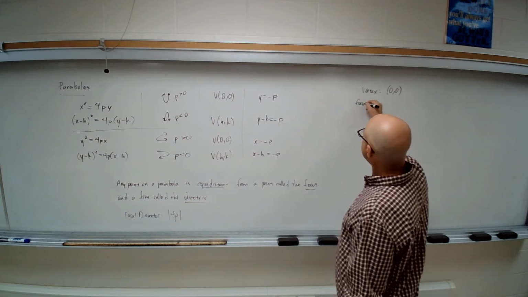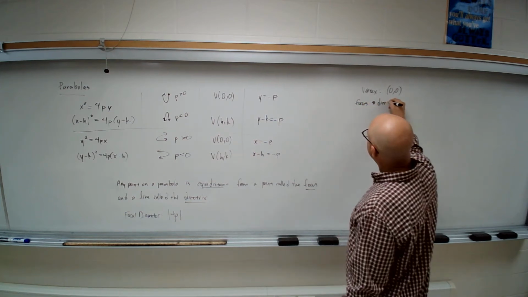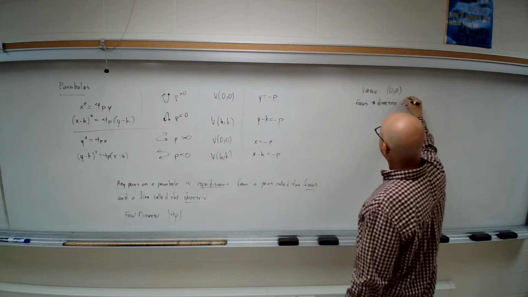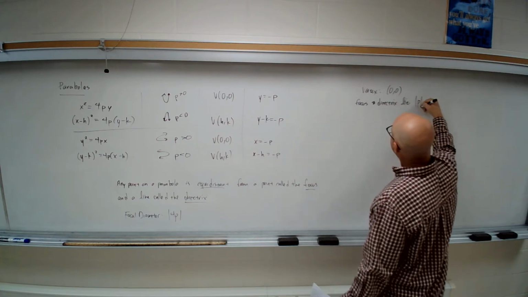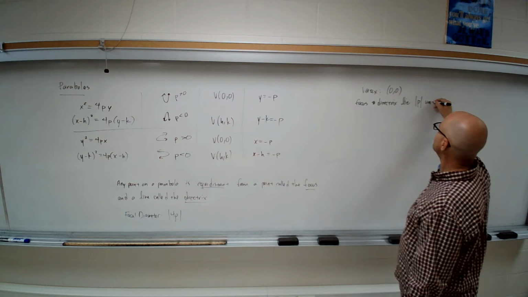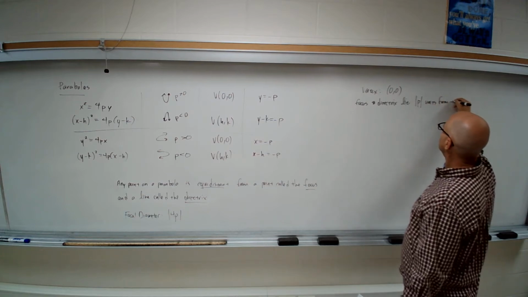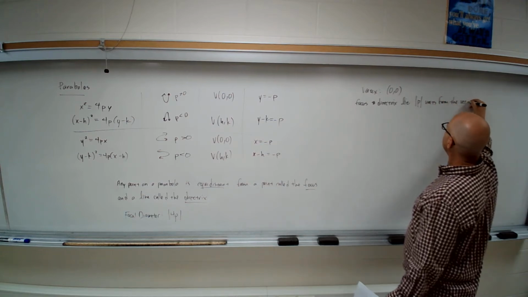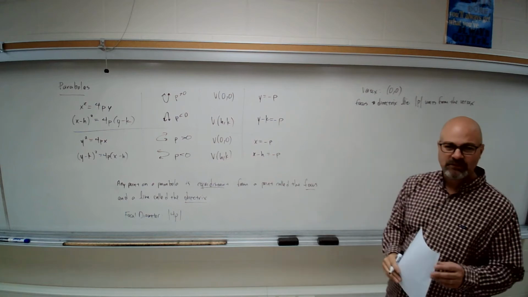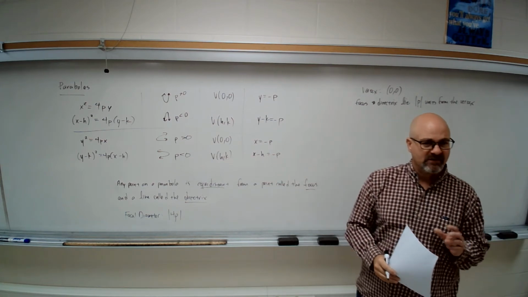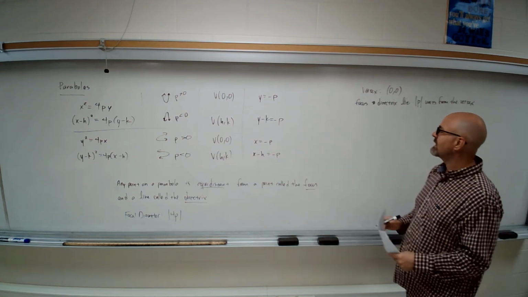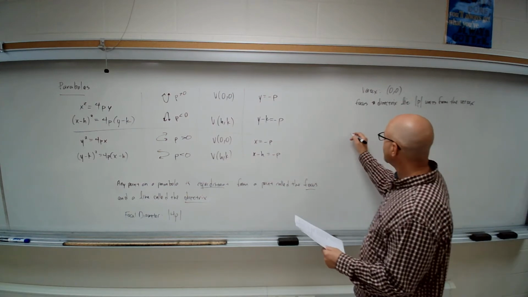And the focus and the directrix lie the absolute value of p units from the vertex. Okay, so we find the vertex, and we're going to go from there. So let's kind of run through this. I think it'll make more sense as we look at it.